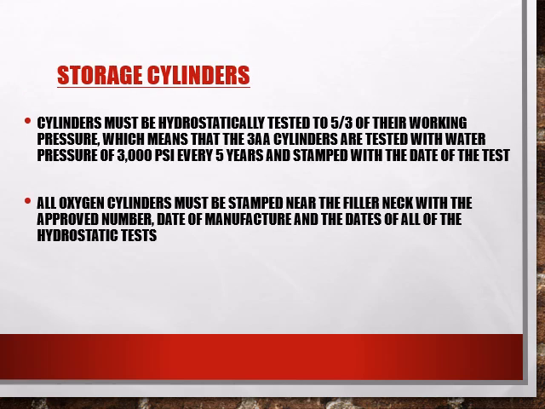Today, all cylinders must be hydrostatically tested at 5/3 of their working pressure, typically every 5 years. Each oxygen cylinder must be marked with its identification number, manufacturing date, and all test dates. This ensures traceability and safety. Any cylinder without proper markings should be removed from service. The cylinders for either type of system must meet the same requirements and should be painted green and identified with the words "Aviators Breathing Oxygen" written in white letters on the cylinder.